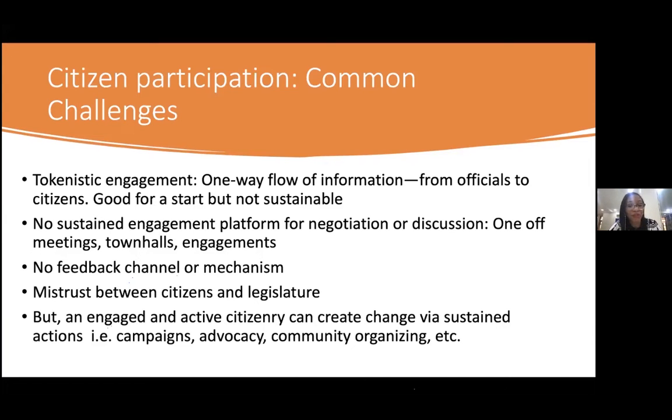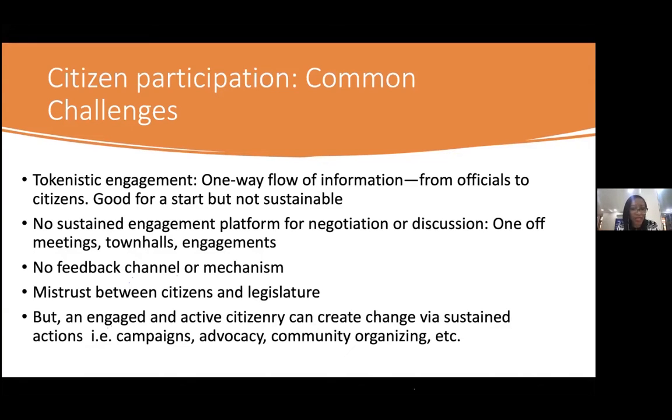Then there's the issue of no feedback channel or mechanism. Then mistrust between citizens and legislature. I think we all know, we're suspicious of politicians. Politicians are suspicious of us, especially NGOs. Most times when you go there to work, they feel, oh, you're coming to represent donor money or donor interest. So those things tend to create tension.